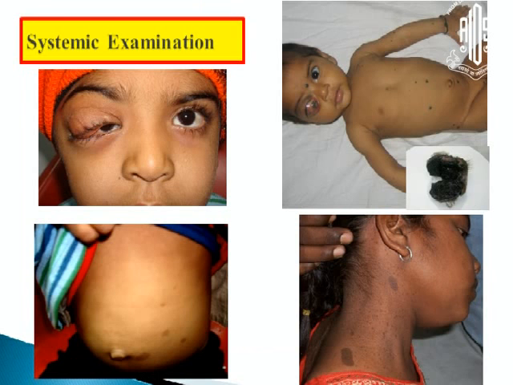Now systemic examination definitely has a role, like this patient with plexiform neurofibroma. You can see these cafe au lait spots. Also a patient with neurofibromatosis along with optic nerve glioma. So you have to look for a systemic association in such patients.